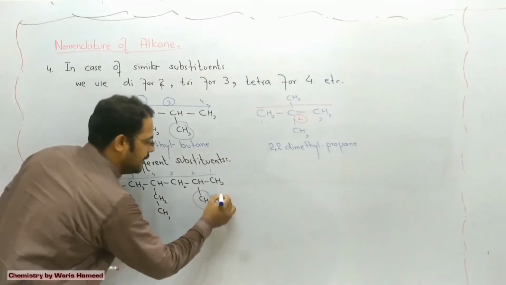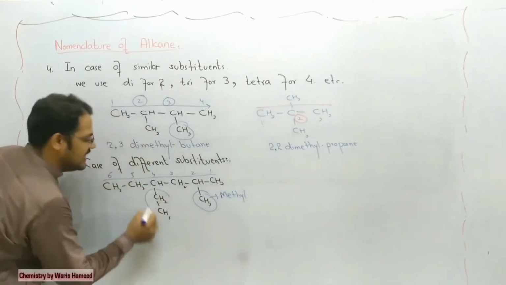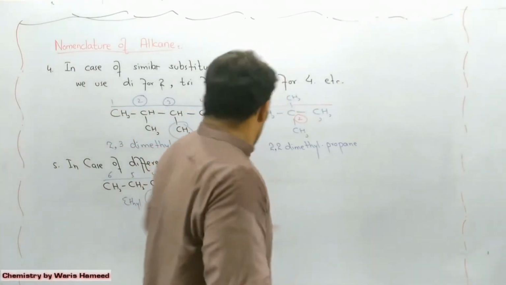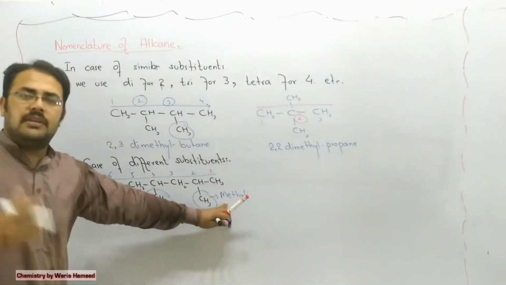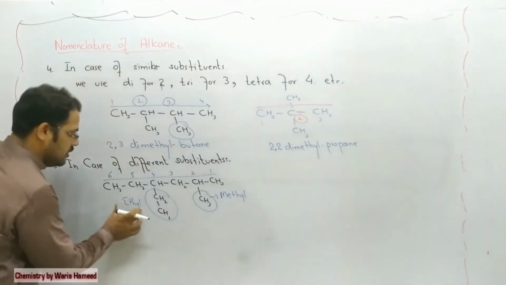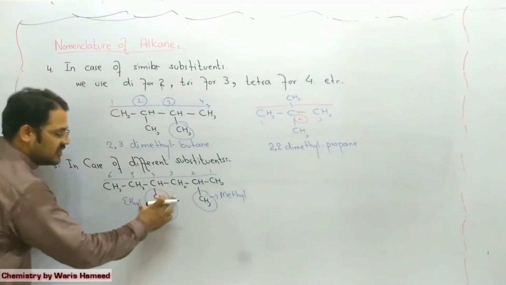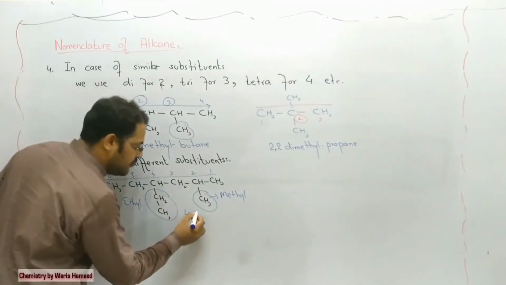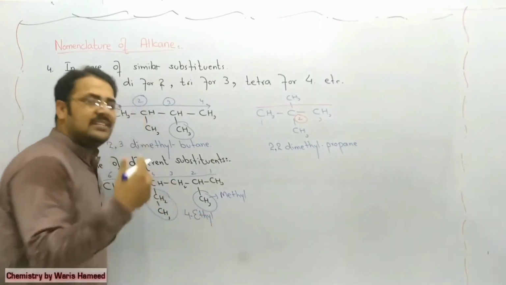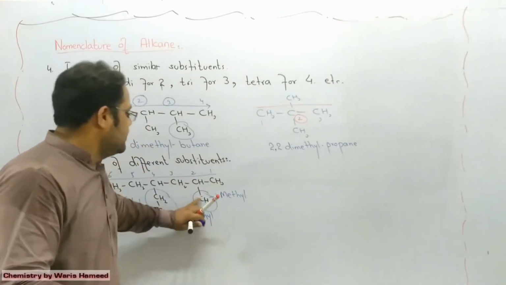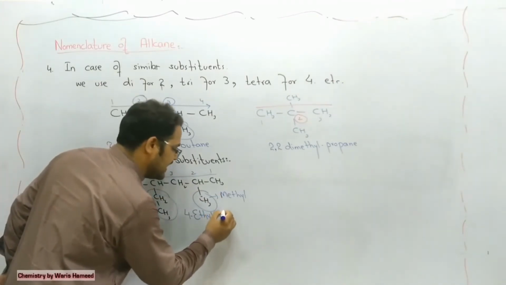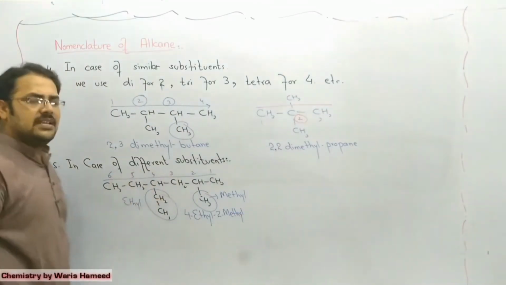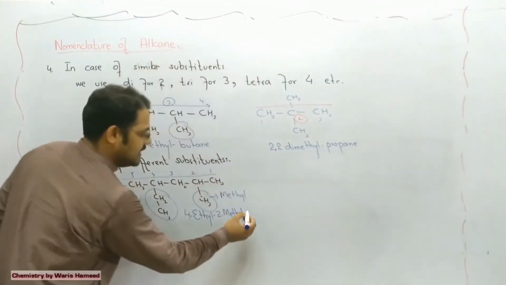And it's methyl, and it is ethyl group. Now according to alphabetical order, E comes first and M comes later. So we will first write the ethyl group. First of all, write its position 4. What is its name? It's ethyl group, 4-ethyl. Then write the position of the second substituent, that is methyl, 2-methyl. And at the end, write the name of the parent chain. This parent chain contains 6 carbons, so it's hexane.